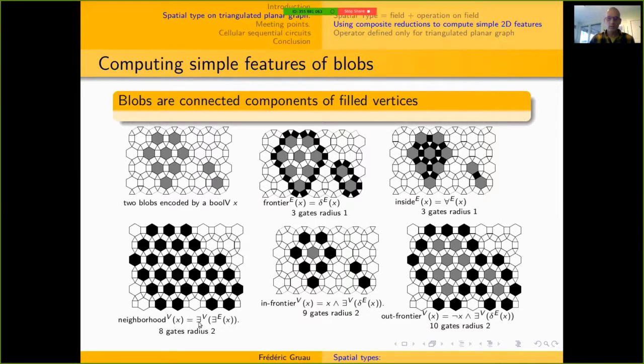By combining 2 exist combined operations, we can compute the neighborhood of the blob. And last, we have 2 vertex frontiers, the one which is inside by ending with X, and the one which is outside by ending with not X.